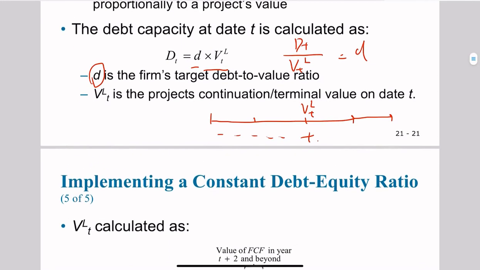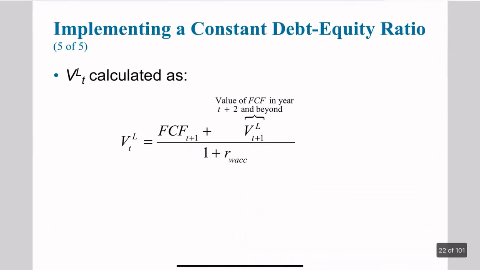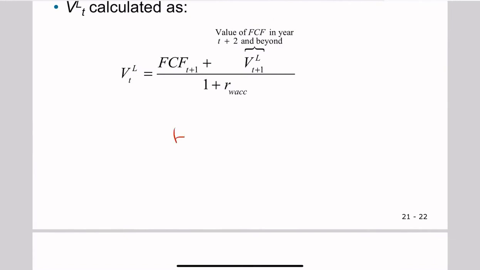Now the question is, how do you calculate V_LT? Well, to calculate V_LT, you can again look at this timeline here. Let's say this is T, this is T plus 1, T plus 2.